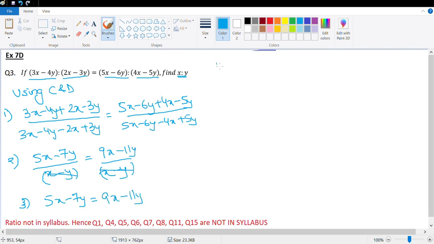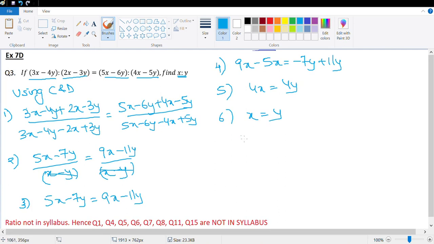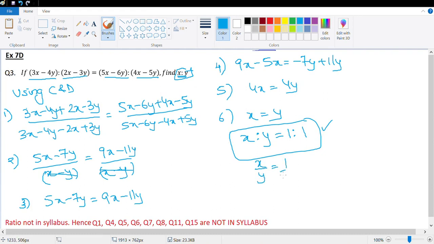Let's bring like terms together. So we have 9x minus 5x is equal to negative 7y plus 11y. This gives us 4x is equal to 4y, which means x is equal to y, which means x is to y is equal to 1 is to 1. Perfect, that's our answer. Because they wanted it in the ratio form, I have written in the ratio form. Had they asked for x upon y, my answer would have been 1 upon 1, or you can also write it as 1.